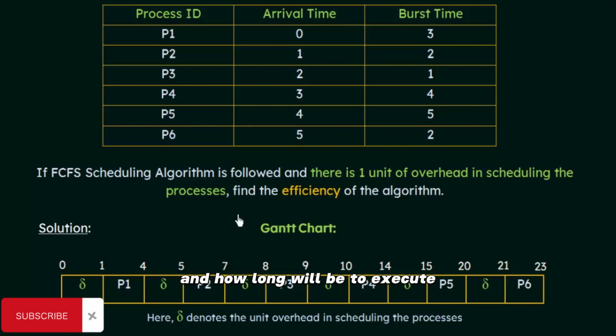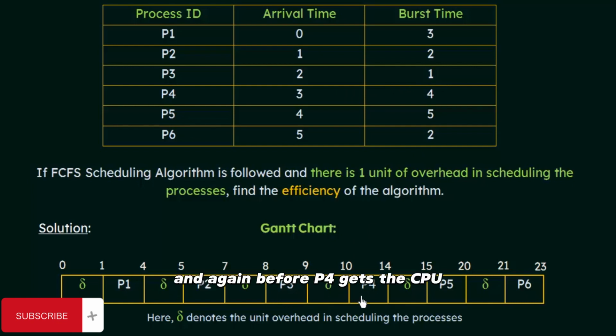And how long will it execute? It will execute for 2 units of time, so from 5 to 7. 5 plus 2 is 7, so P2 executes for 2 units of time, and the completion time is 7. Now again, the next process is P3. But P3 will have to wait for 1 unit of time, so again 7 to 8 is the delay. And then, at the 8th unit of time, P3 gets the CPU and executes for 1 unit of time. So 8 plus 1 is 9. So P3 executes for 1 unit of time.